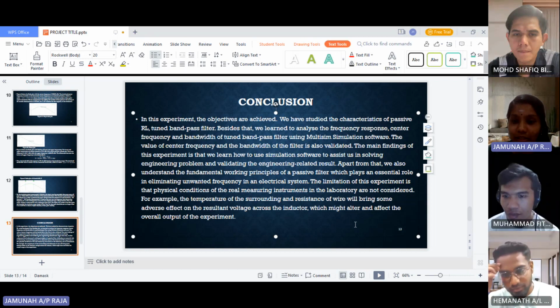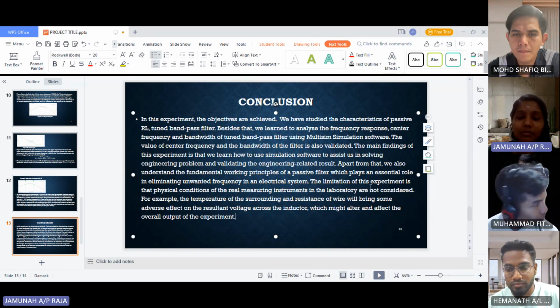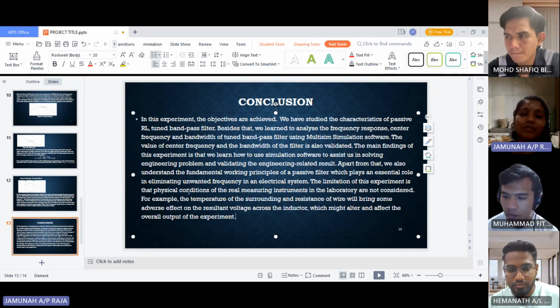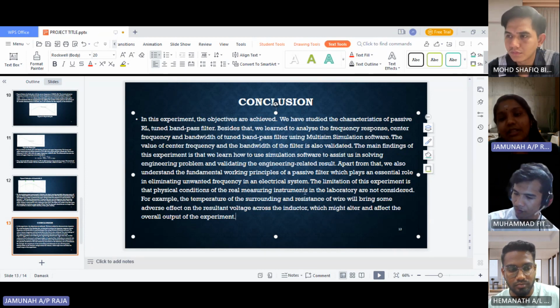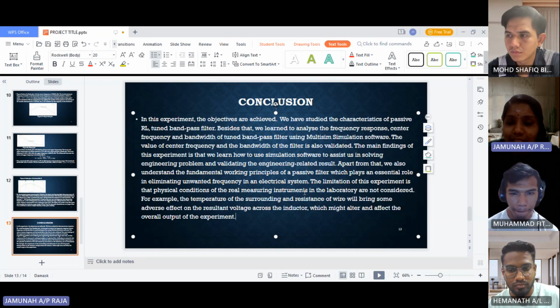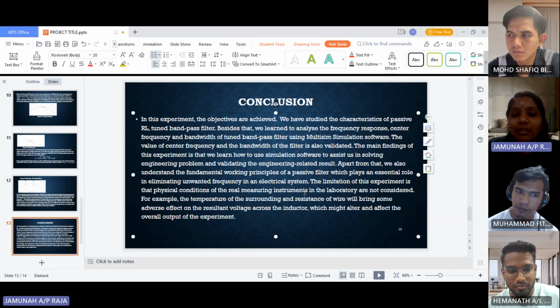The limitation of this experiment is that the physical conditions of real measuring instruments in the lab are not considered. For example, the temperature of the surrounding and resistance of wire will bring some adverse effect on the resultant voltage across the inductor, which might alter and affect the overall output of the experiment.